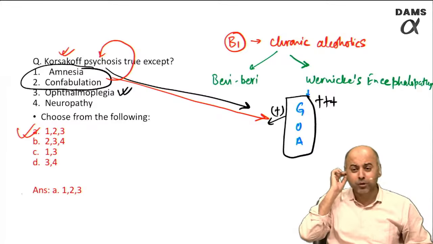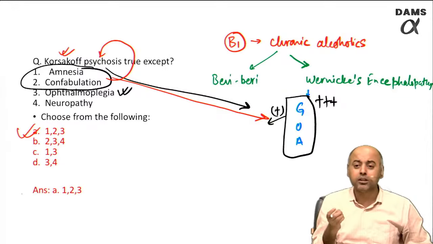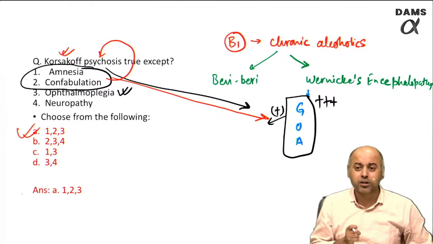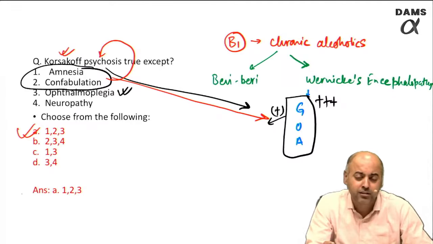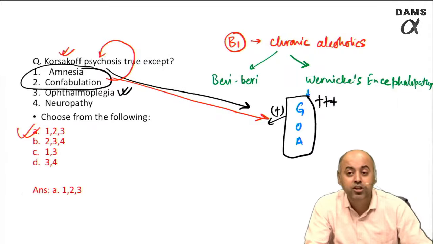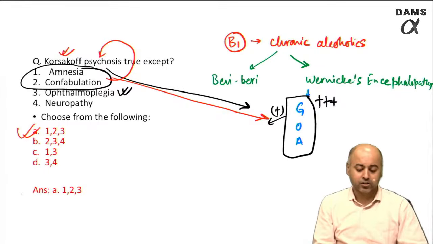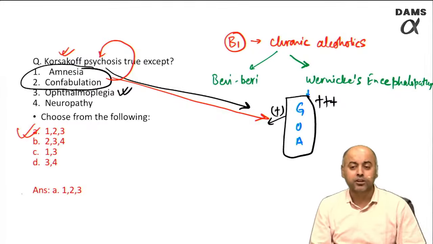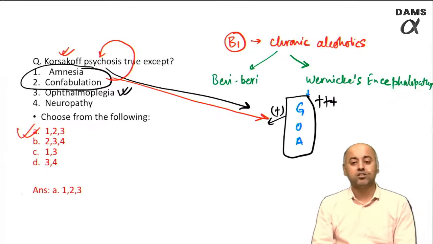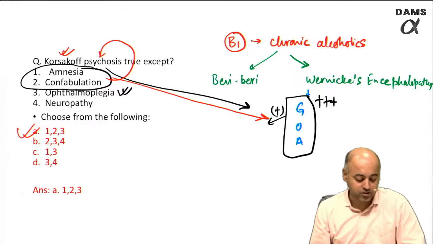About the amnesia, it is typically short-term memory loss. Sometimes the examiner can make it interesting by mentioning long-term memory loss, but generally it is short-term memory loss. The anterograde amnesia is there. The retrograde amnesia is generally not seen. The long-term amnesia is generally not seen.